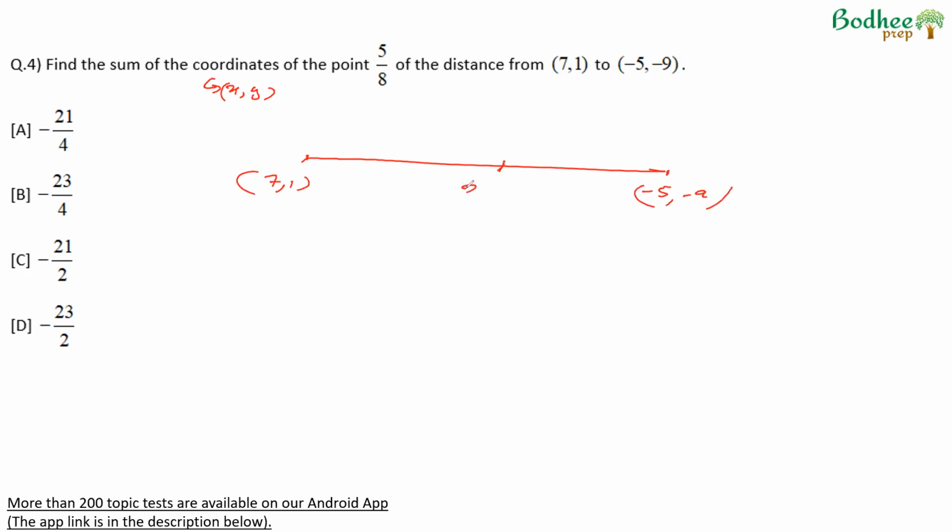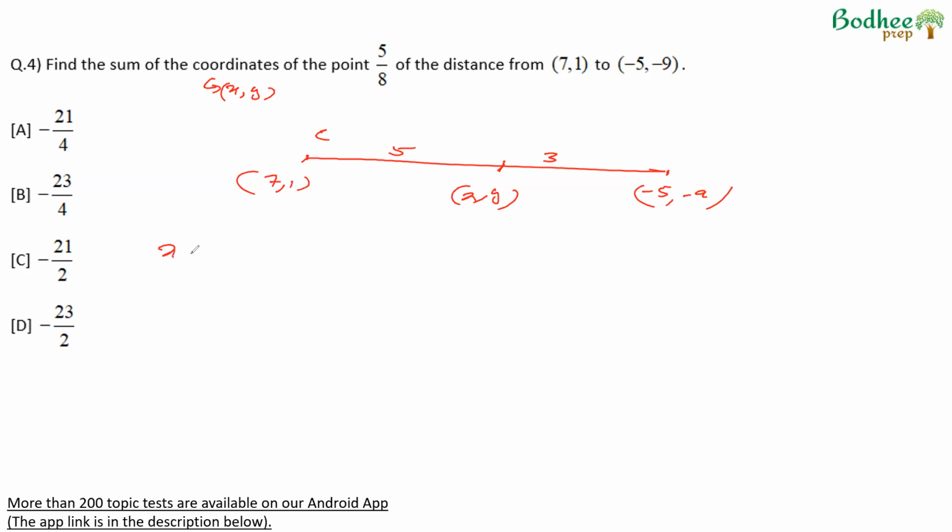Now my point that we are calculating, x y, is at a distance of 5 by 8. So if this entire distance is 8, this is 5. And therefore we can say that the remaining part should be 3. Therefore we can say x y divides the line between 7, 1 and minus 5, minus 9 in the ratio 5:3.